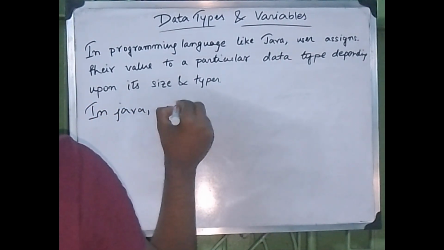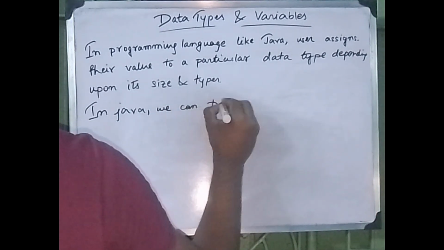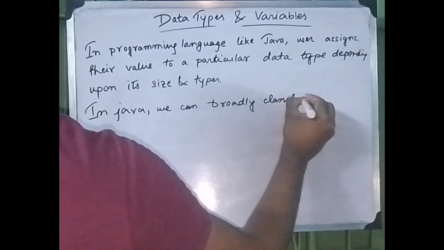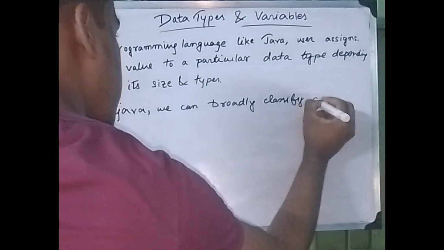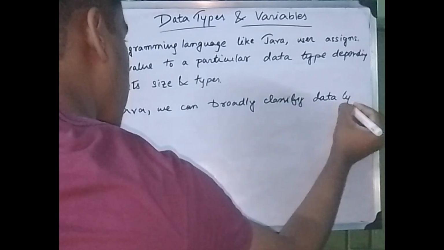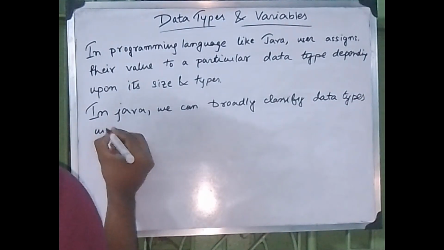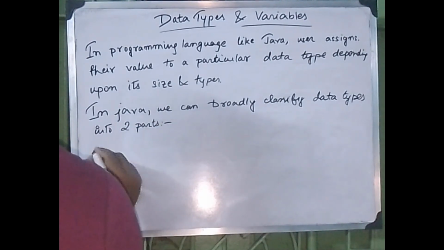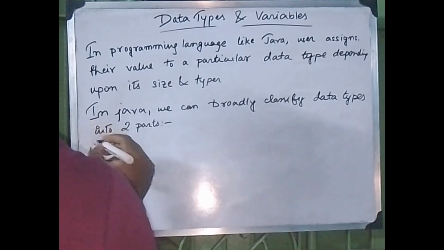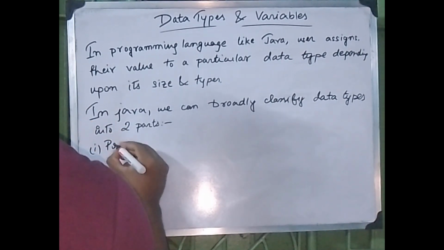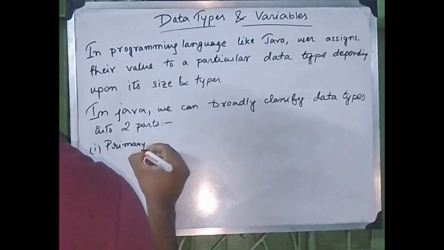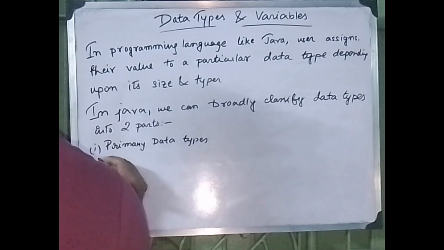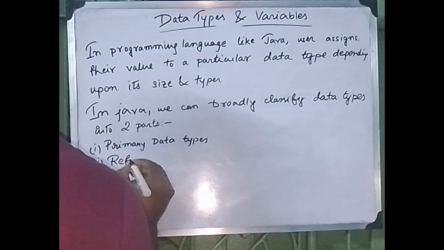Typically in Java, we can broadly classify the data types into two parts. That is, first will be primitive data type, and the second one will be reference data type.